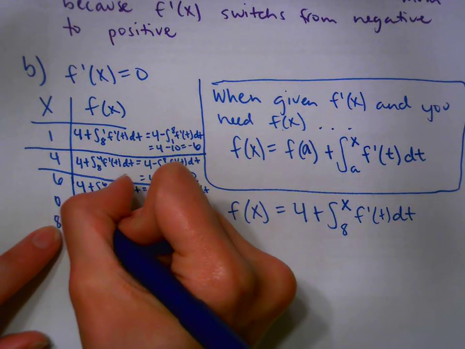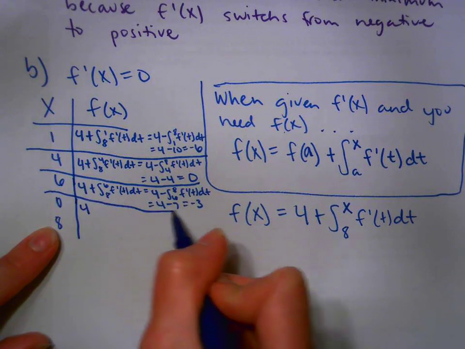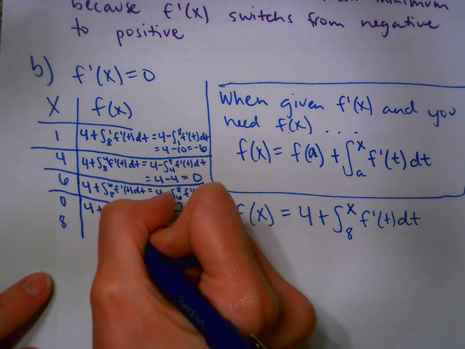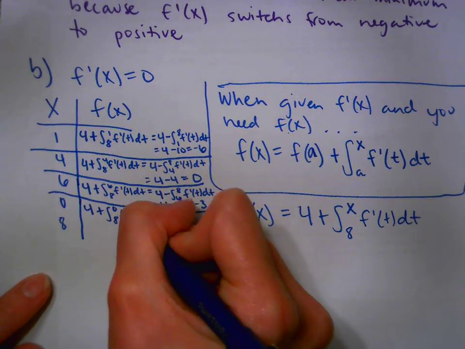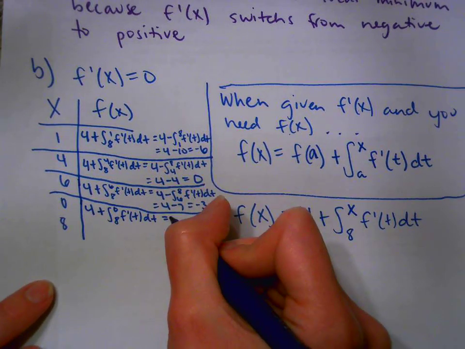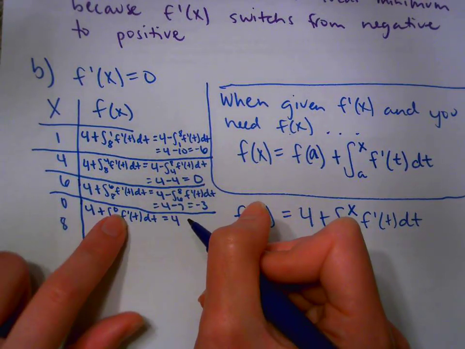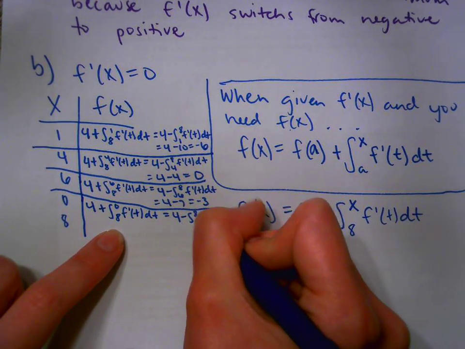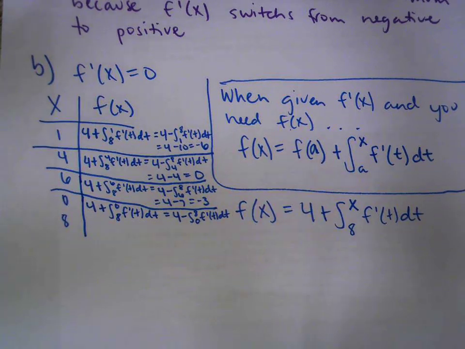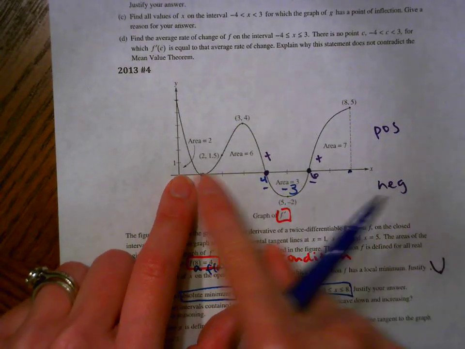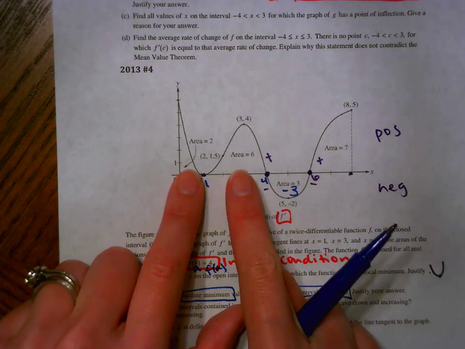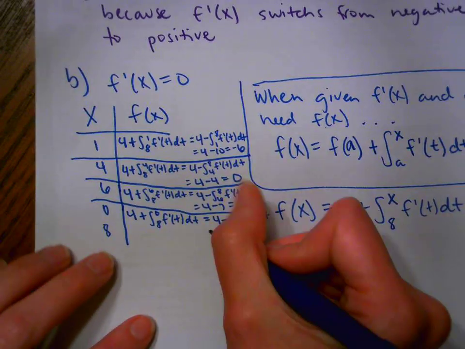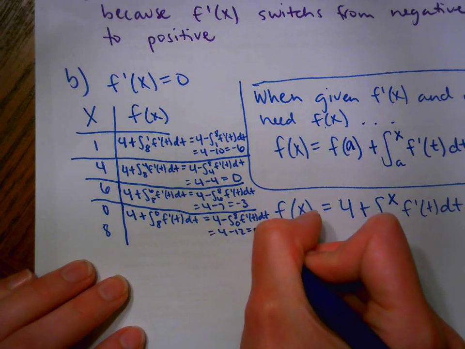And 0 should have been 4. Let me draw this, it's getting real cramped. 4 plus the integral from 8 to 0 of f prime of t dt. From 0 to 8, you need to still switch it, so minus the integral from 0 to 8. So 0 to 8 is all of it together, right? So 2 plus 6 is 8, minus 3 is 5, plus 7 is 12. So that would be 4 minus 12, which is negative 8.